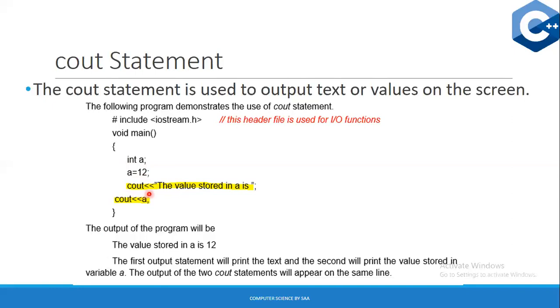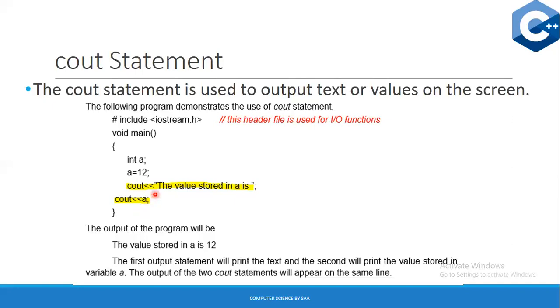Here, the cout statement. Now the message will be displayed on screen: the value stored in A is. This message will be displayed as it is because it is written within these quotation marks. And after this, it will print out the value of A. So the output of the program will be: the value stored in A is 12. When this program is executed, it will assign the value 12 to A, and it will display the message and the variable which is written after the cout.